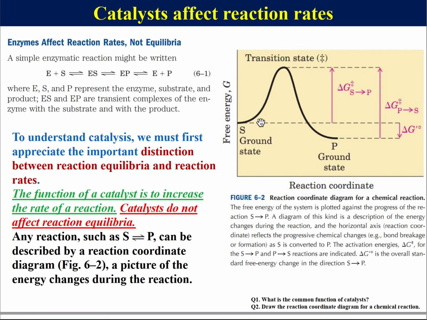The substrate at the beginning of the reaction is in the ground state, and this is the transition state. That is the activation energy, and after the formation of the product, this is the energy state of the product. This is also called the ground state. So this is the energy change of substrate to product, and this is the energy change of product to substrate, and this is the net free energy change, which can be obtained from the difference between this one and this one.